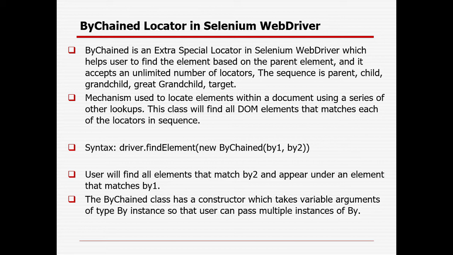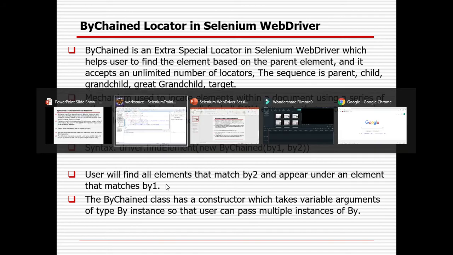The ByChained class is a constructor which takes variable arguments of type By instance, so that the user can pass multiple instances of By. Now I will show you how we can use ByChained, and with the help of the ByChained class we can identify an element. After that we can perform any operation.